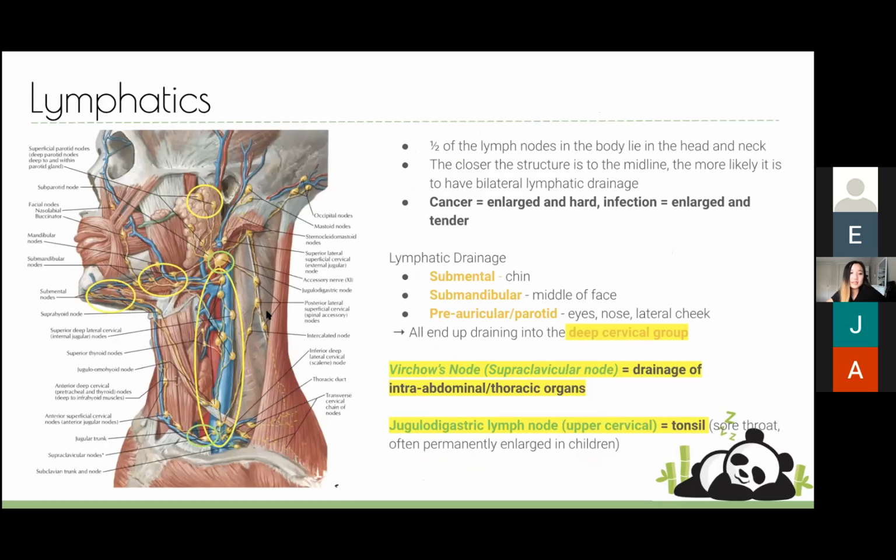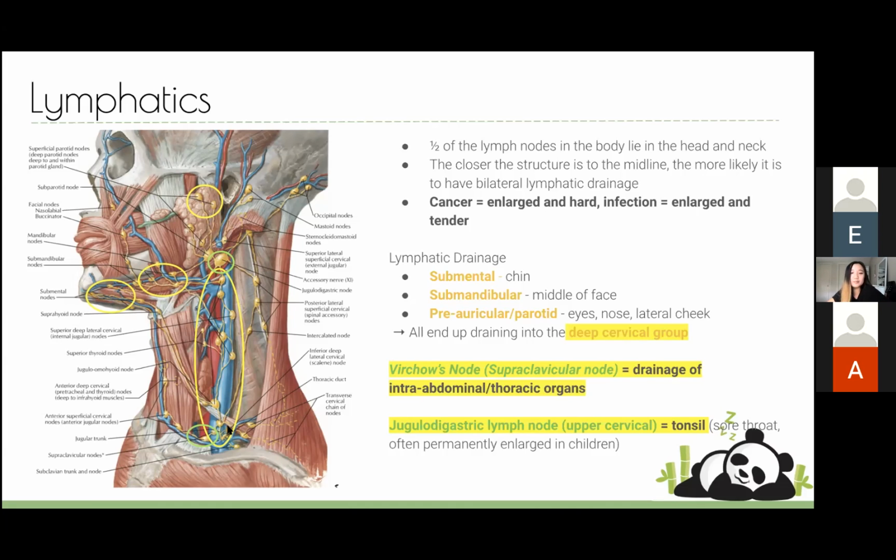These are your lymphatics. Half of the lymph nodes in the body line the head and neck. When they say someone's coming with an enlarged hard node, you're thinking cancer. When they say enlarged and tender node, you're thinking more infection. Generally, the important nodes in the face are submental, submandibular, preauricular, and parotid, and these drain into your deep cervical group.